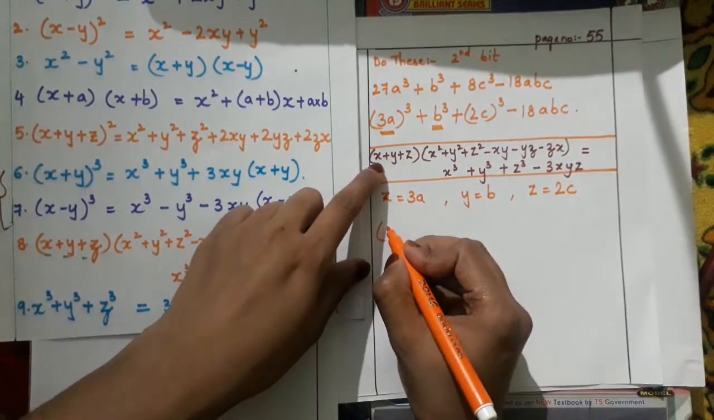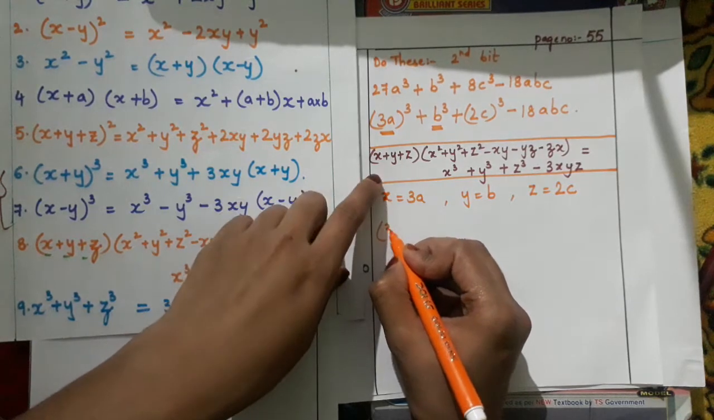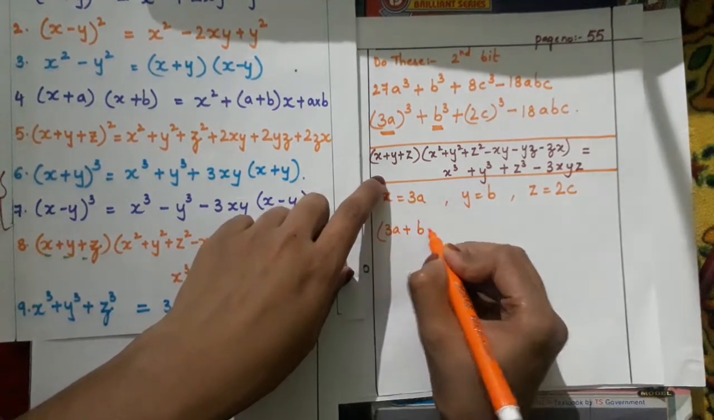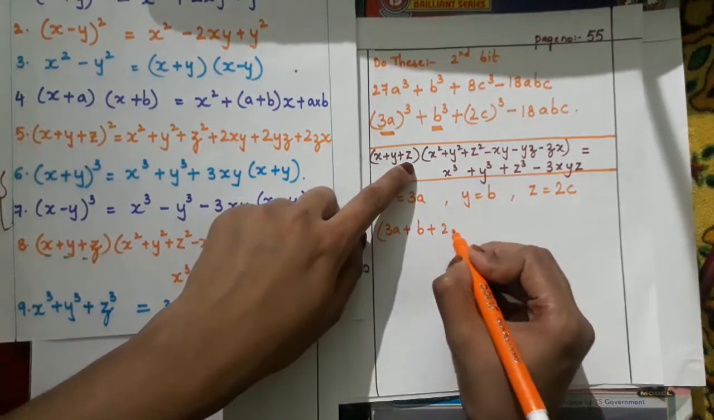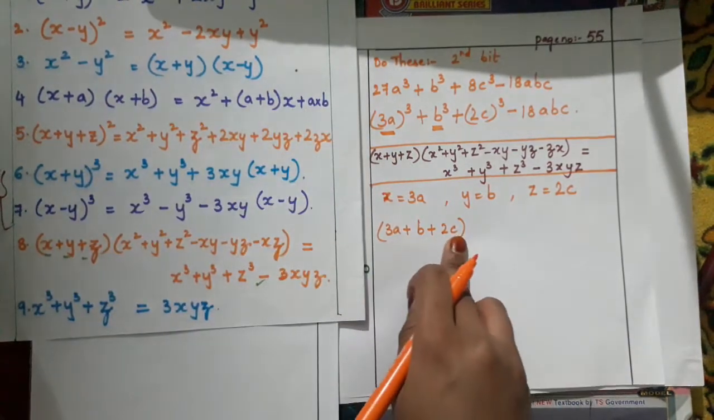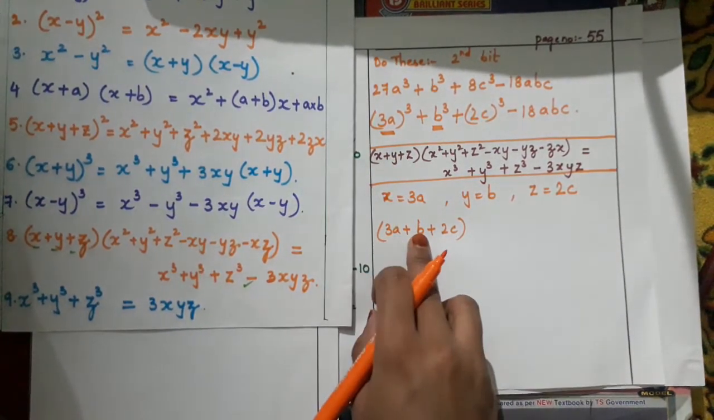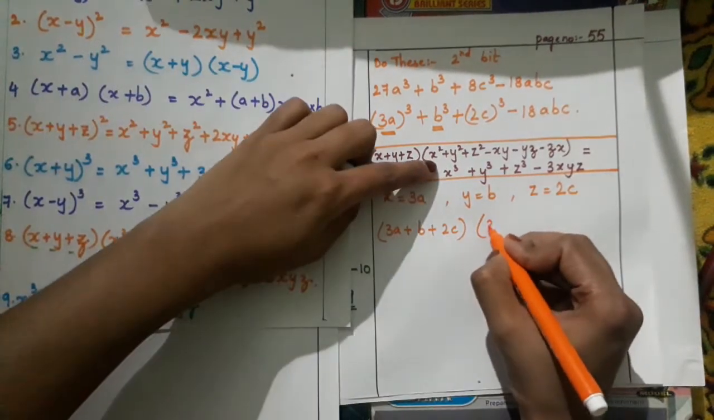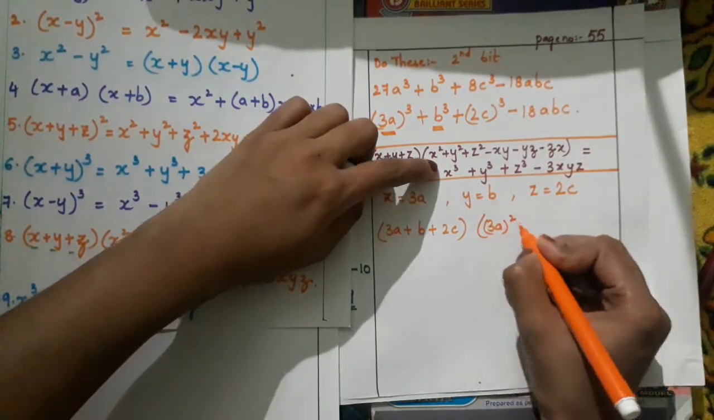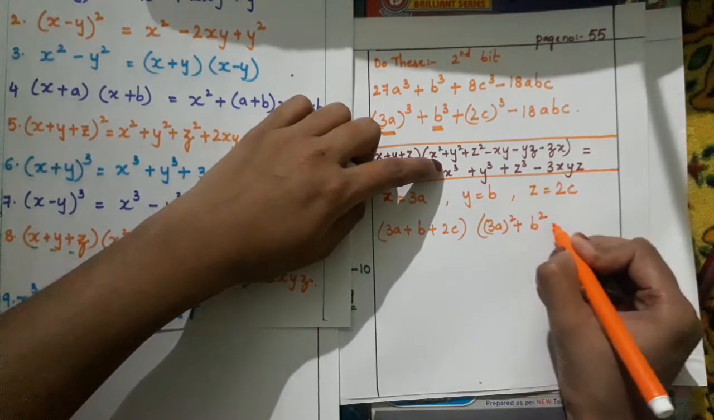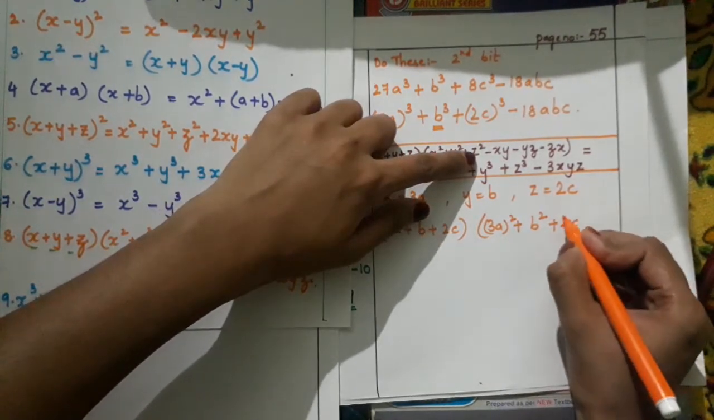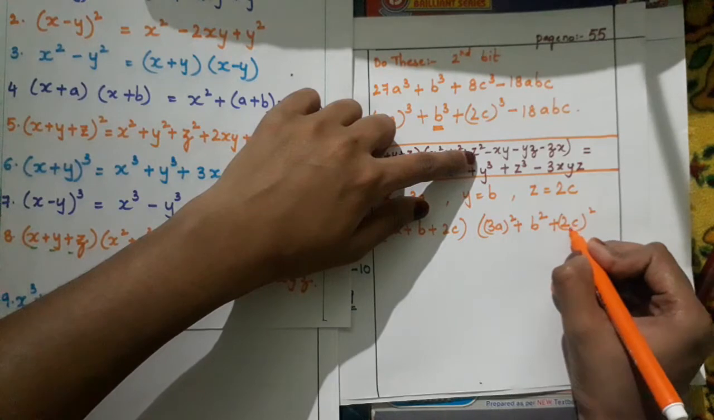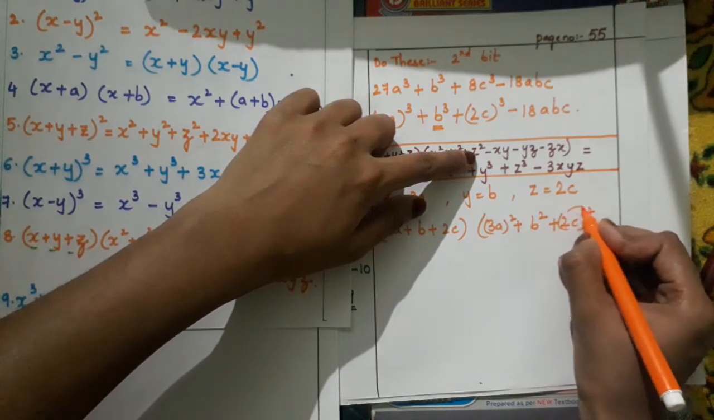See here, x plus y plus z. X is what? 3a plus y is what? b plus z is what? 2c. We should not add these all because we have different variables. Okay now children, x square means 3a whole square plus y square is nothing but b square. Z square is nothing but 2c whole square. Why should we write whole square? Because the square belongs to 2 as well as c.